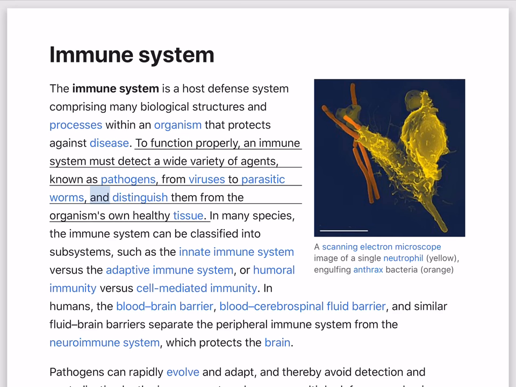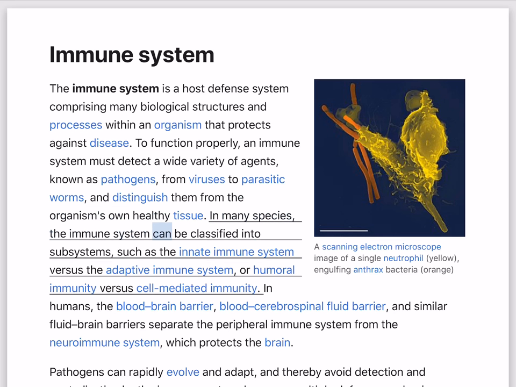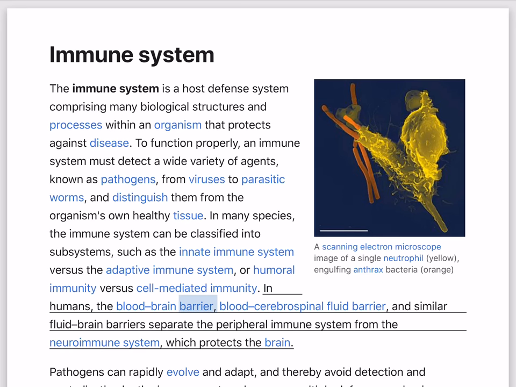In many species, the immune system can be classified into subsystems, such as the innate immune system versus the adaptive immune system, or humoral immunity versus cell-mediated immunity. In humans, the blood-brain barrier, blood-cerebrospinal fluid barrier, and similar fluid-brain barriers separate the peripheral immune system from the neuroimmune system, which protects the brain.